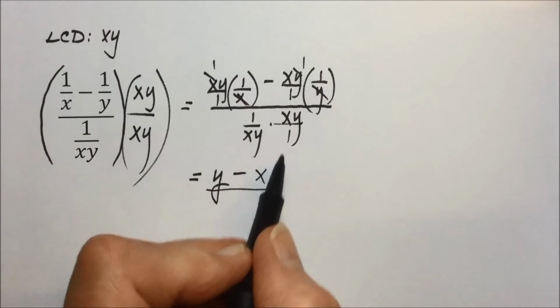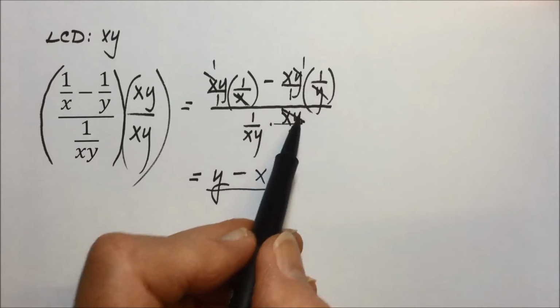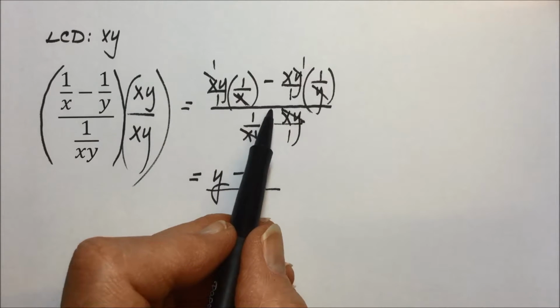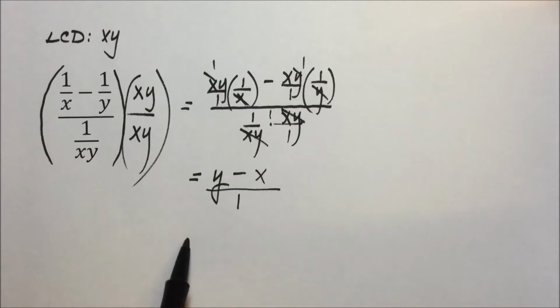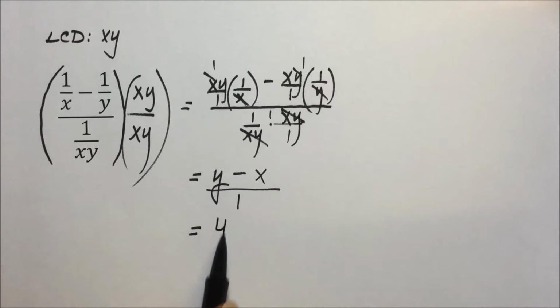And in the denominator, this xy over 1 cancels out the xy in the denominator, leaving us with a 1 times 1 divided by 1 is 1. Anything divided by 1 is that thing. So our simplification of this complex rational expression is y minus x.